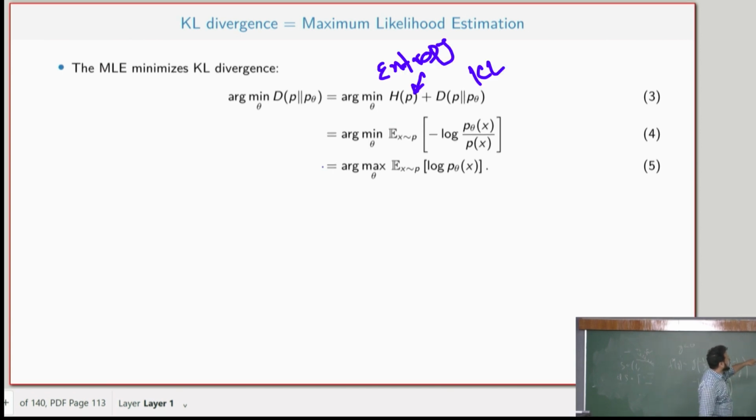So this is KL divergence, D of p and p theta. There are two distributions, p and p theta, and this is the same p theta here, but as you can see, I have added this H of p term. This is the entropy term.